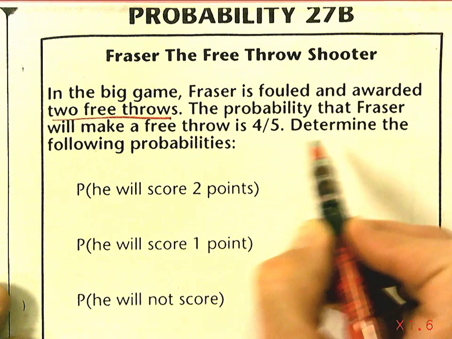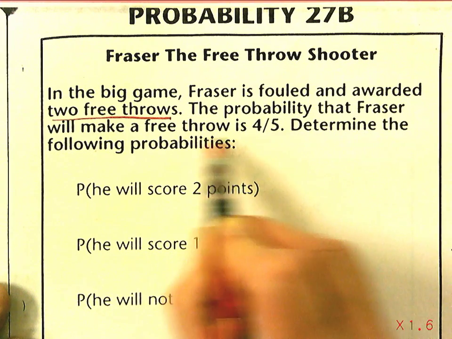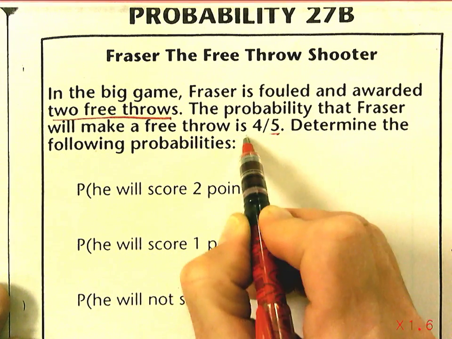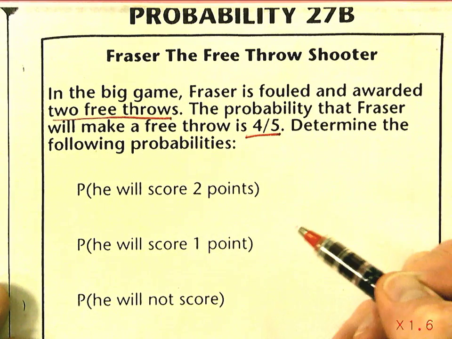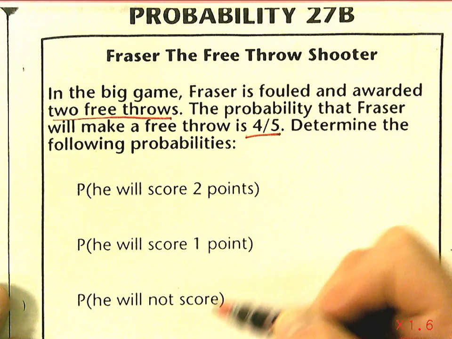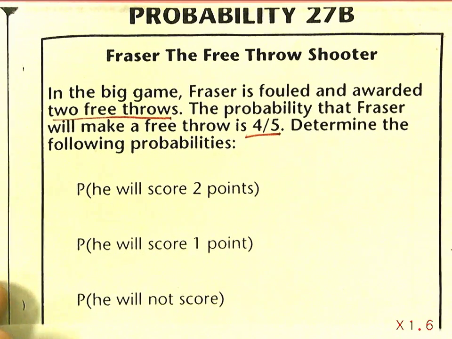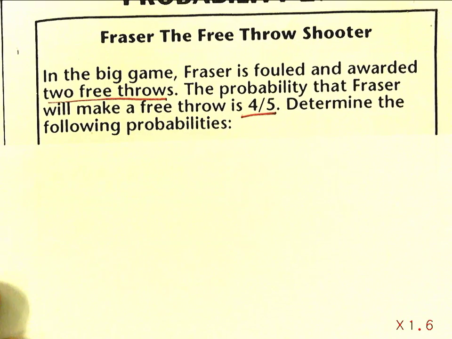And so in this case, we're saying that Frazier, who's our person shooting free throws, makes them about 4/5 of the time, 4 out of every 5 shots he makes. So we want to determine the chances of him making different amounts of points, like scoring 2 points or 1 point or not scoring at all. So I'm going to go right back to a tree diagram. Always helpful in these cases.